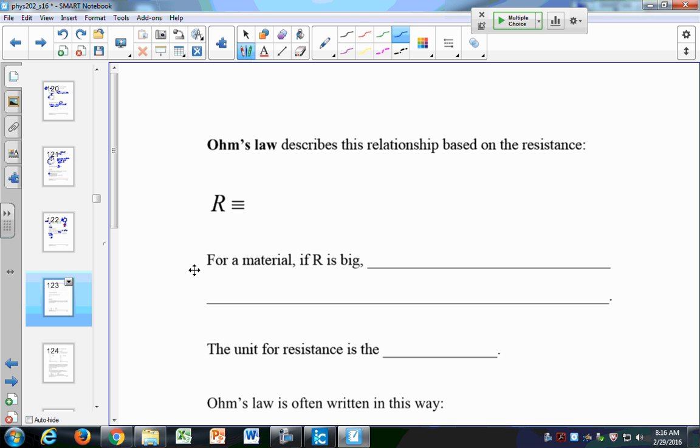Ohm's law describes this relationship based on the resistance. So the resistance is defined as our voltage divided by our current, and that is Ohm's law. It describes the resistance of a device as the voltage over the current. And so if R is big, then a greater voltage is required to provide a current.